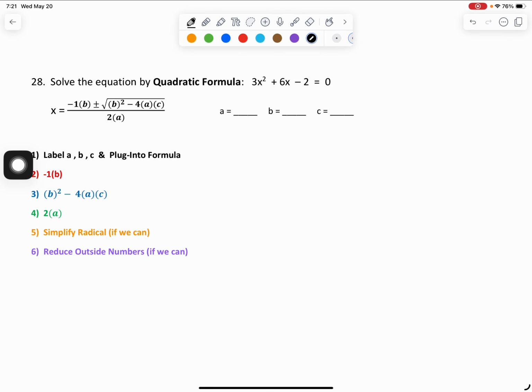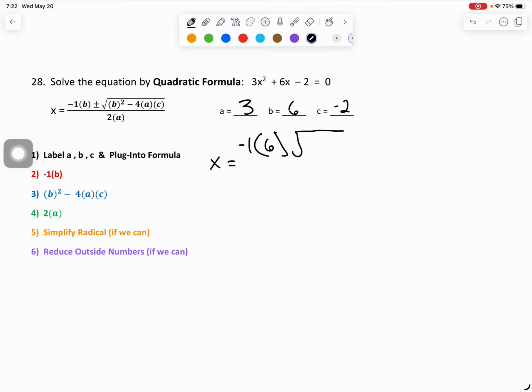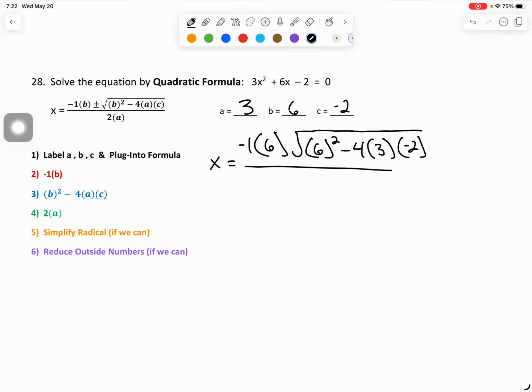This time, guys, we will have to go through it. Step 1, label A, B, C, and plug into the formula. A equals 3, B equals 6, C equals -2. Here's our formula. B is 6. Open up that radical. It tells us to do B squared minus 4 times our A of 3 times our C of -2, close that, we'll set it over 2 times A, 2 times 3.